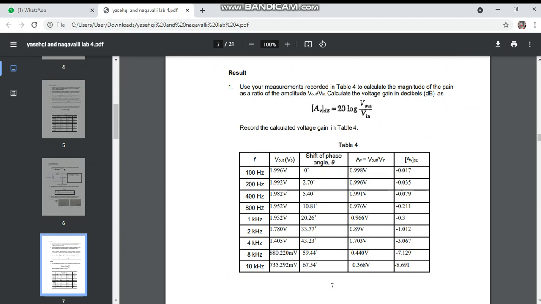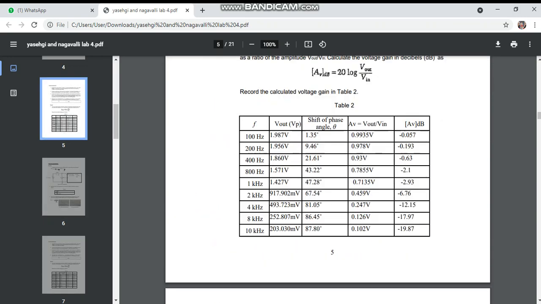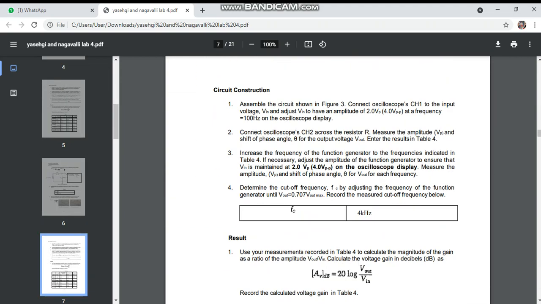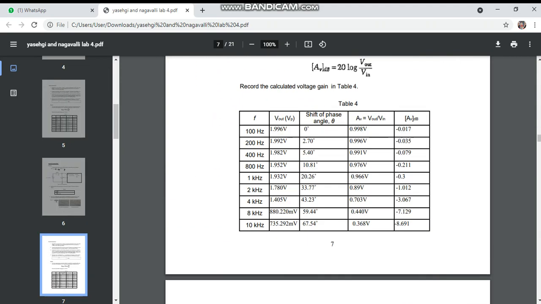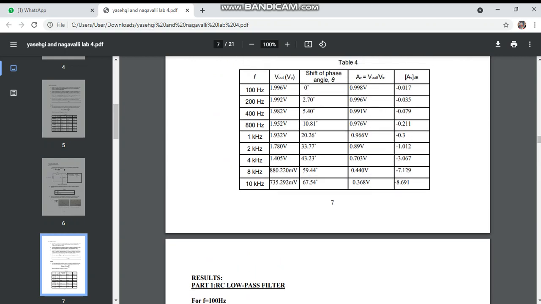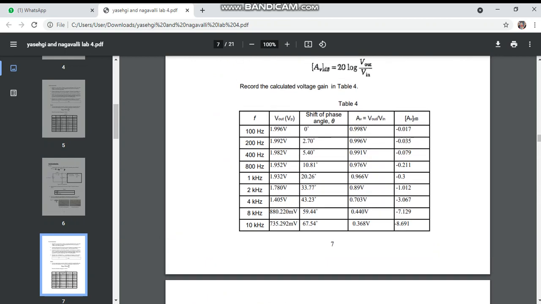So this is the table of results we obtained for the RL low pass filter circuit. The frequency is from 100 to 10k, and we obtain V out and the phase angle. These are the readings we obtain. Based on these two tables, Table 2 and Table 4, we can conclude that when the frequency increases, the V out will decrease, but the phase angle will increase. So that's the conclusion, and thank you.